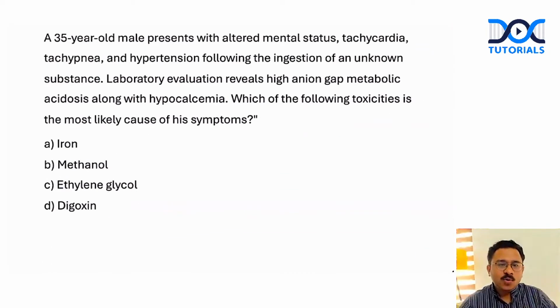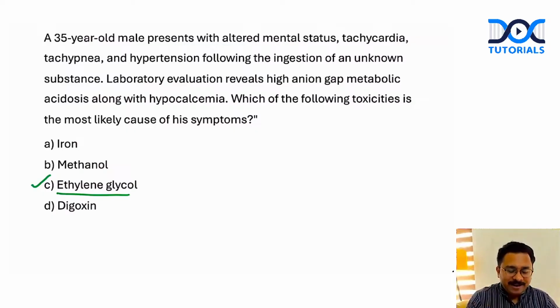A 35-year-old male presents with altered mental status, tachypnea, tachycardia, hypertension following the ingestion of an unknown substance. Laboratory evaluation shows high anion gap metabolic acidosis with hypocalcemia. Again, a straightforward question. This is nothing but ethylene glycol toxicity. And why do I say that it is ethylene glycol toxicity? Can somebody tell me why?